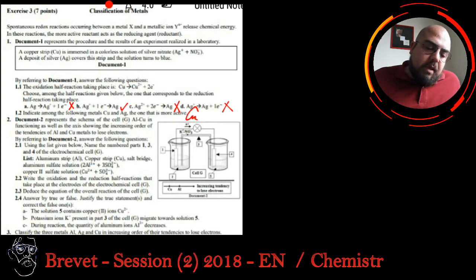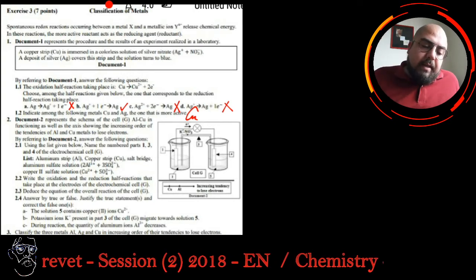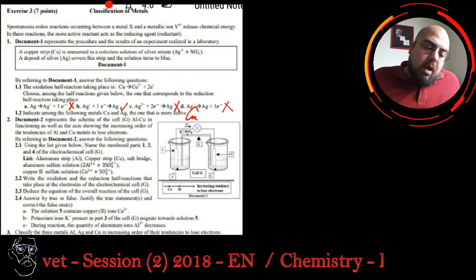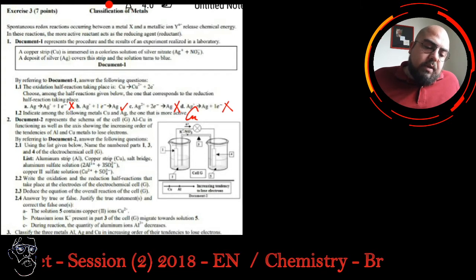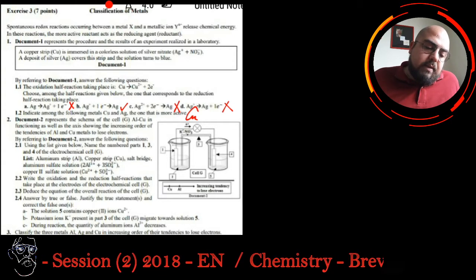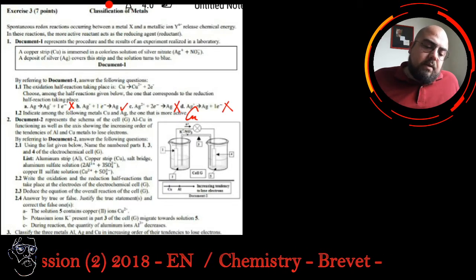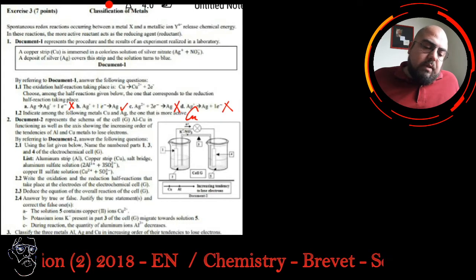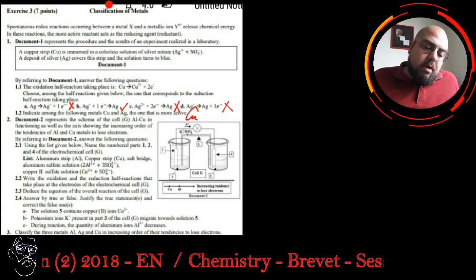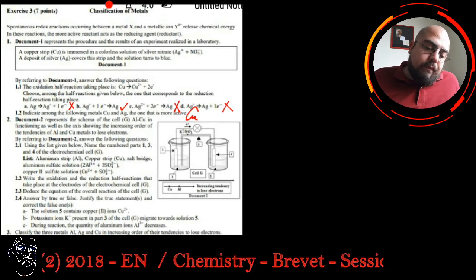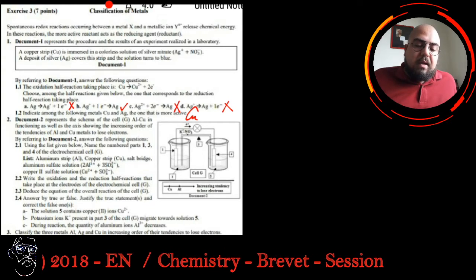Document 2 represents the schema of the cell G AlCu in functioning, as well as the axis showing the increasing order of the tendency of Al and Cu metals to lose electrons. By referring to document 2, answer the following questions. Using the list given below, name the numbered parts 1, 3, 4 of the electrochemical cell.